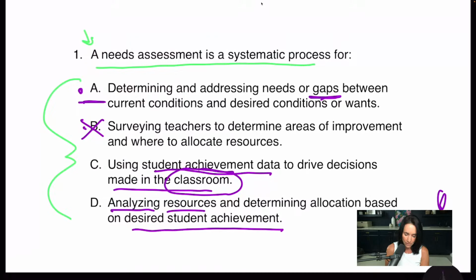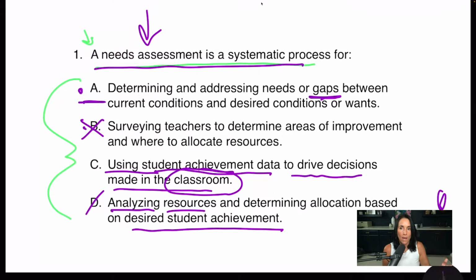Let's have a look at the question. A needs assessment is a systematic process for... Well, a needs assessment is analyzing data. So D is out. It's not analyzing resources. And C is true, you are analyzing student achievement. But if we're talking about a needs assessment, we're talking not about driving decisions in the classroom, but driving decisions school-wide. And that's why A is the best answer here.